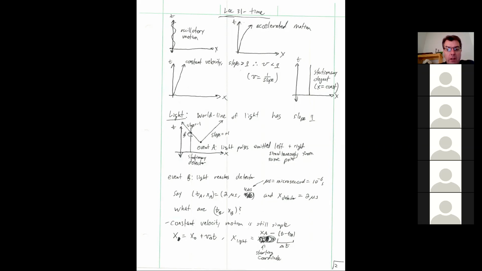position of event B. Well, we're going to say that the coordinate of the detector is 2 microseconds. All right? So right away, we can figure out the position of event B. Event B is going to happen when x equals 2 microseconds. And then we have to figure out the time. Well, constant velocity motion is still simple.